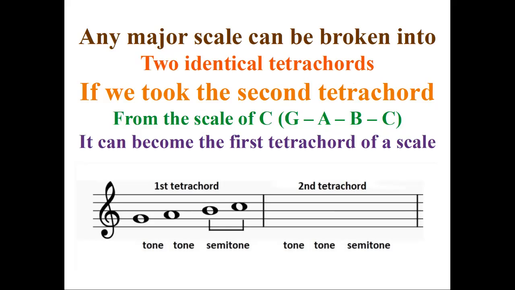If we took the second tetrachord from the scale of C, for example, the G, A, B, and C, and we put that at the beginning, in other words, we made that into the first tetrachord, then we could build the notes in for the second tetrachord. And we already know what the relationship is. It's going to start a tone away from the first tetrachord, and then it's going to be tone, tone, semitone.